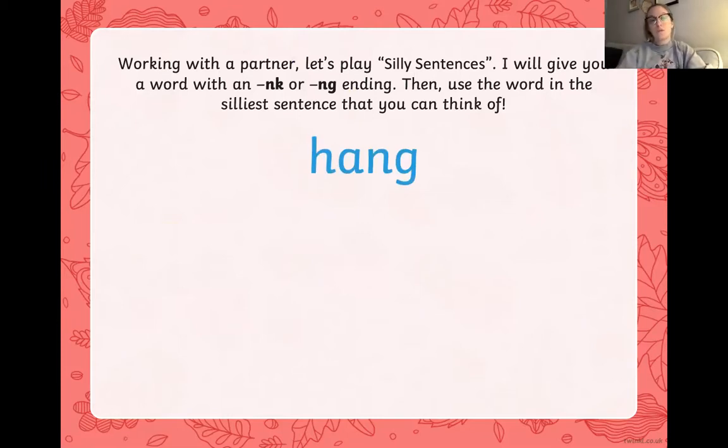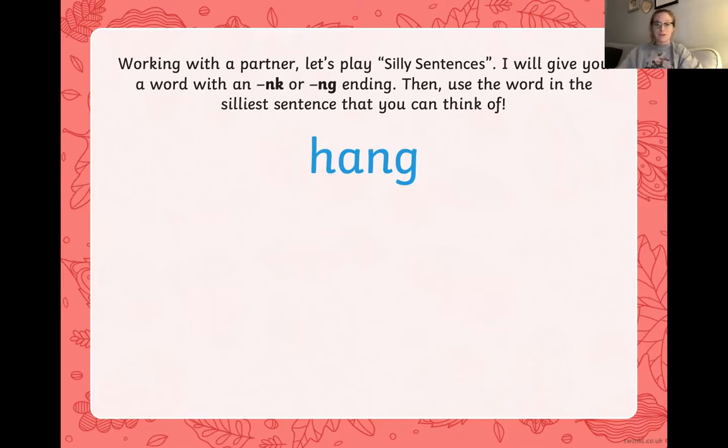All right. So I'm going to give you a word that has either an ink or an ing ending. Then I want you to use the word in the silliest sentence that you can think of. Usually when we're doing our writing, we say our sentences need to make sense. They don't need to be funny and silly, they need to make sense. But today for spelling, your activity is to use the word in the silliest sentence you can think of. So make sure you write these sentences down so that you can send them in.